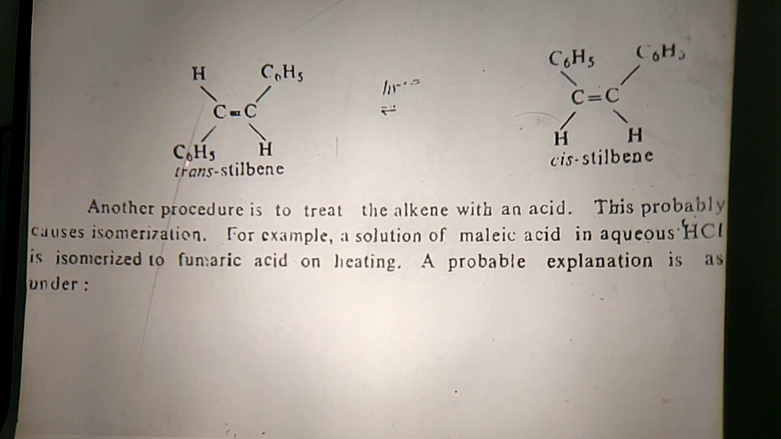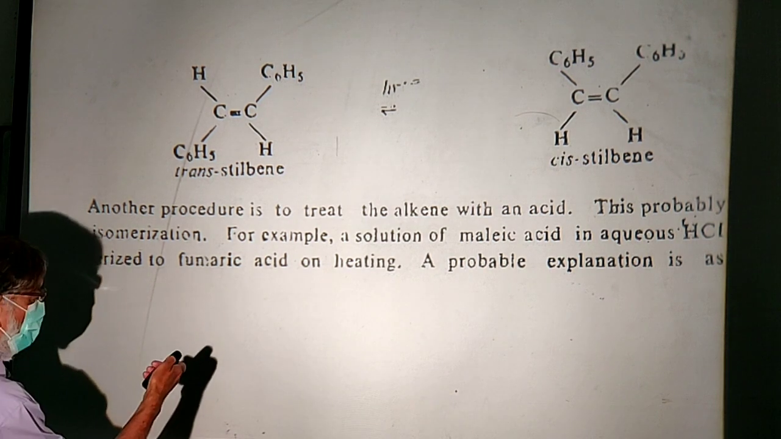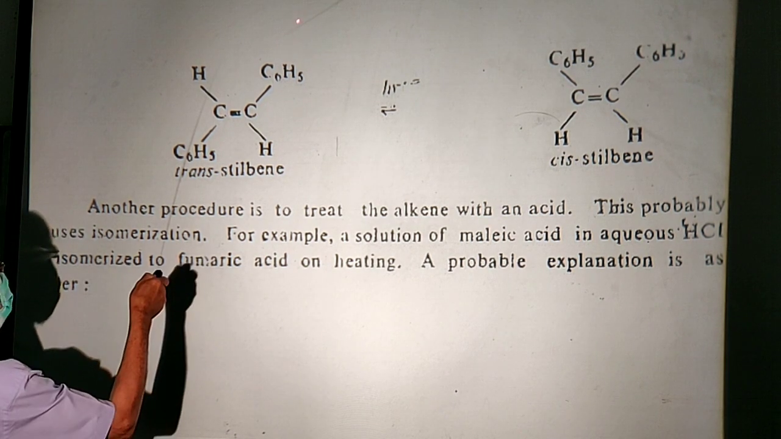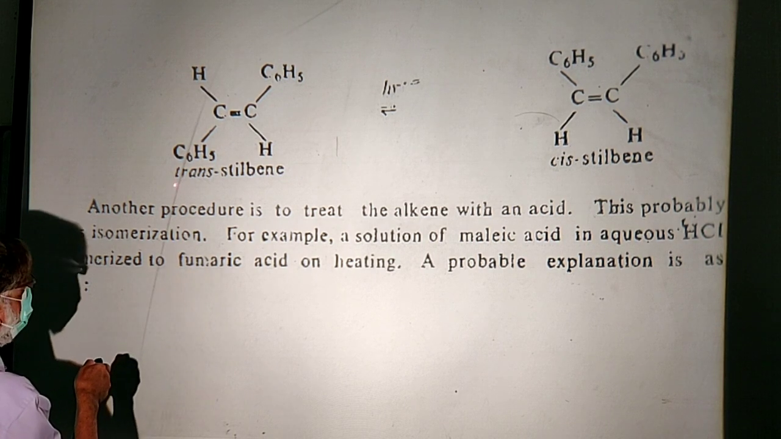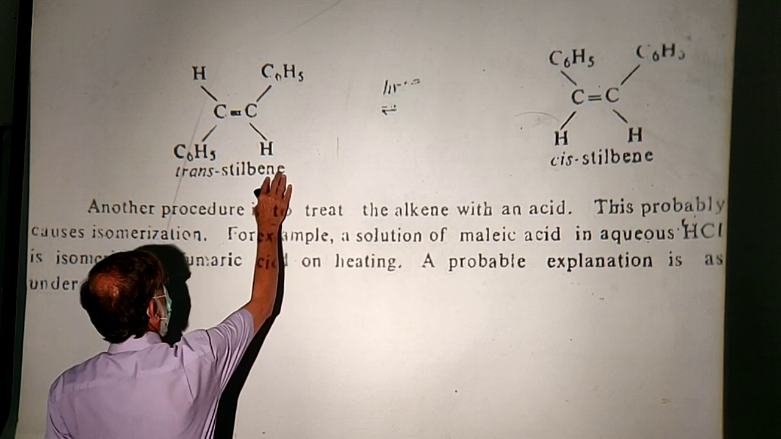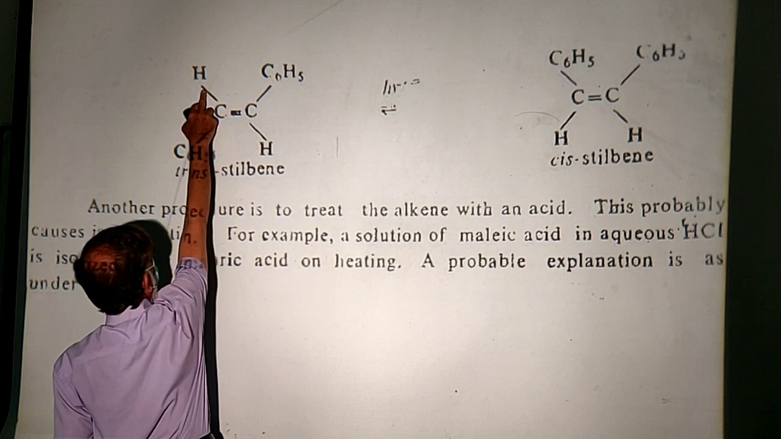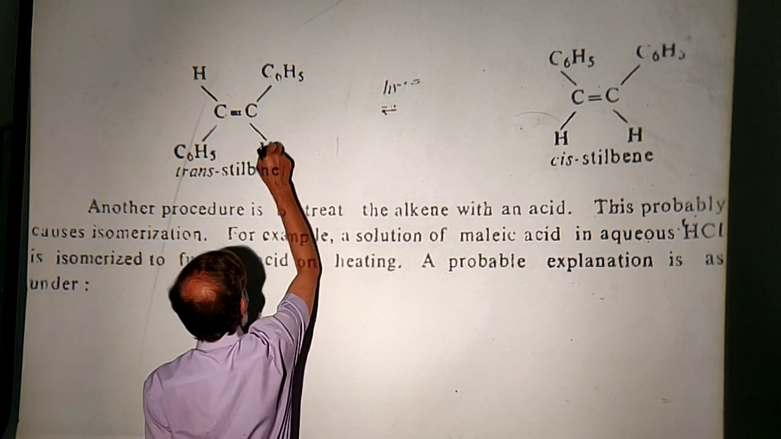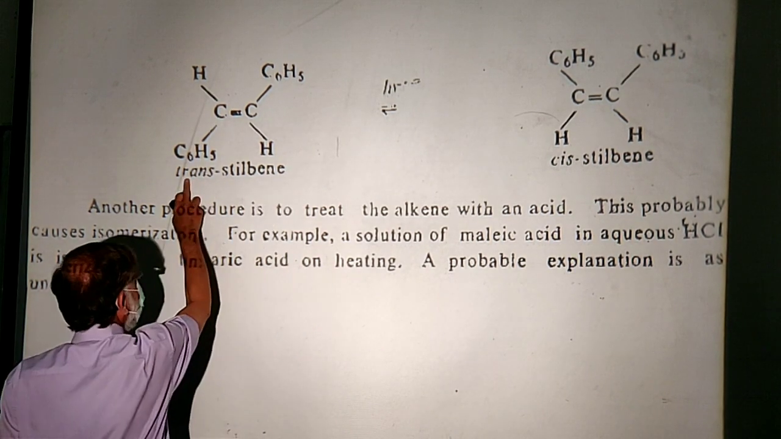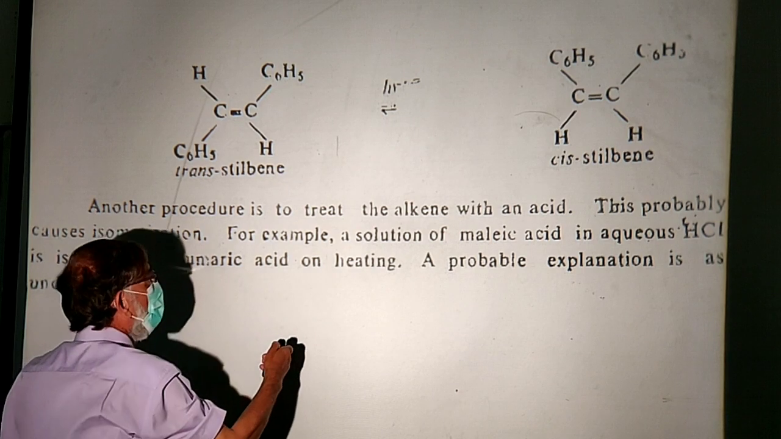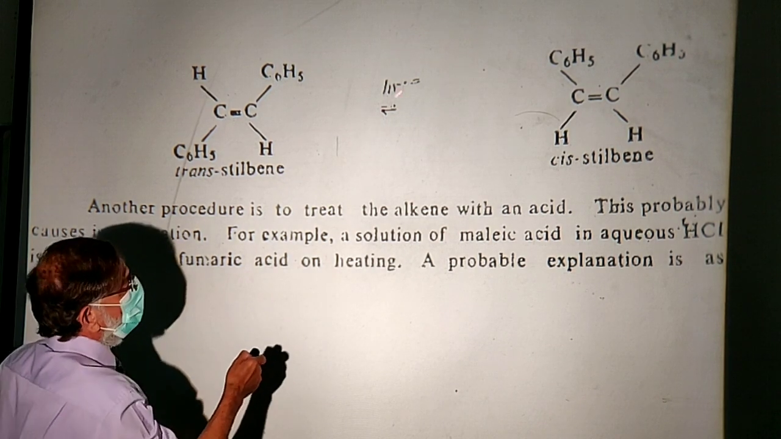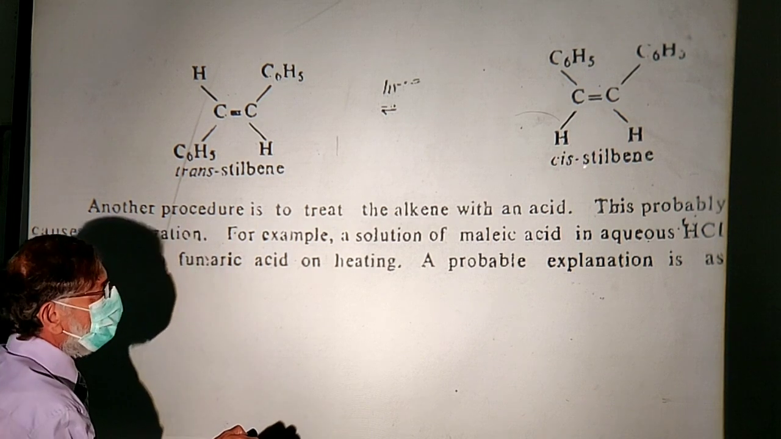Here is a pretty good example of stilbene. This is the double bond. Now you can see this is phenyl, C6H5, C6H5, hydrogen, hydrogen. You can see the attachments of a similar kind are on the opposite sides. That is why it is called trans. If this hydrogen were here, it would be cis. But this is on the opposite side, that's why it is designated as trans-stilbene. Now, when light passes upon it, it will be immediately converted into cis-stilbene.